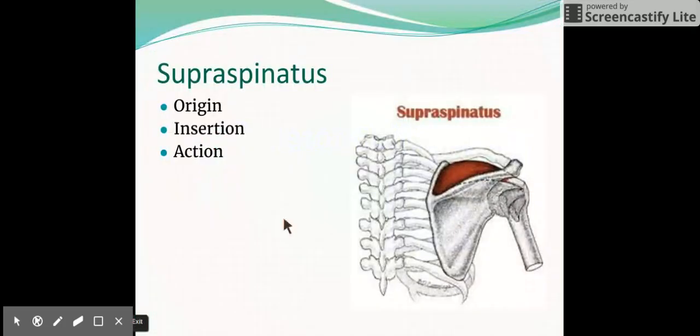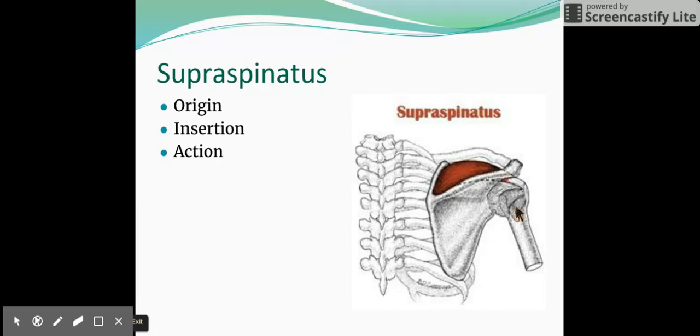So the first muscle we'll be talking about in the rotator cuff muscle group is supraspinatus. The origin of supraspinatus is in the supraspinous fossa, which, if you remember, is a depression on the scapula right here. This is the scapula. And supraspinous fossa is right here underneath this muscle. The insertion point is here on the humerus, and its action is to rotate the arm.